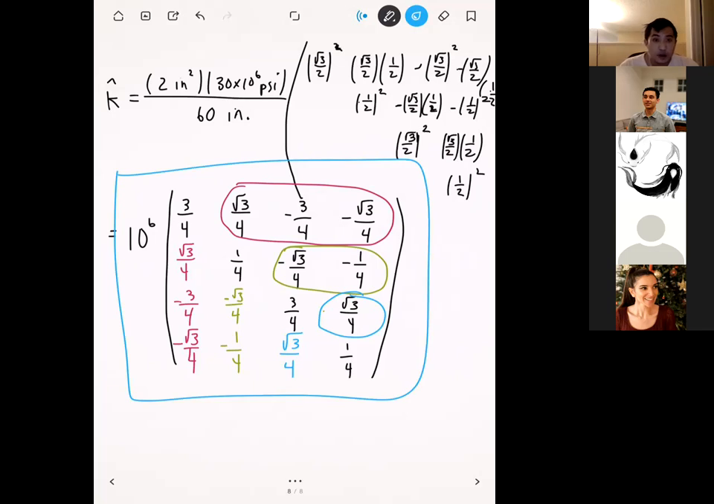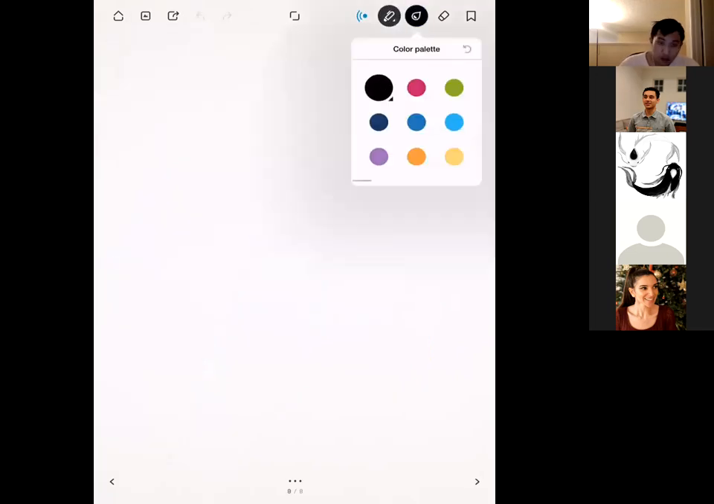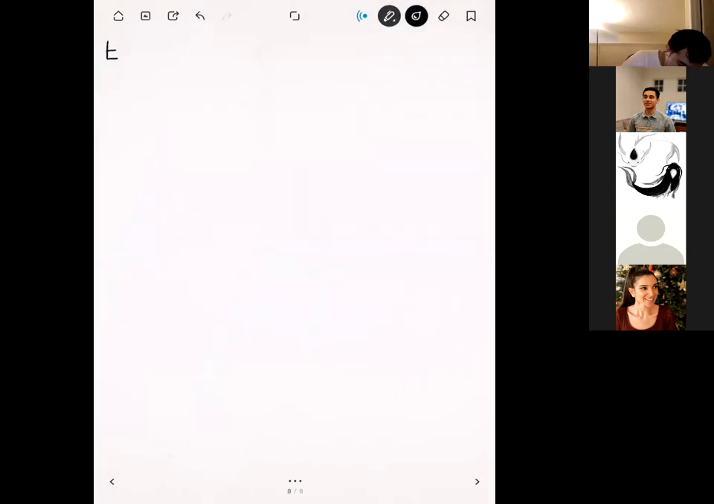Any questions on this? Okay. Now let's do an example where we put this all together and solve a finite element problem. We're going to consider this 3-element system, and it's going to look like this.